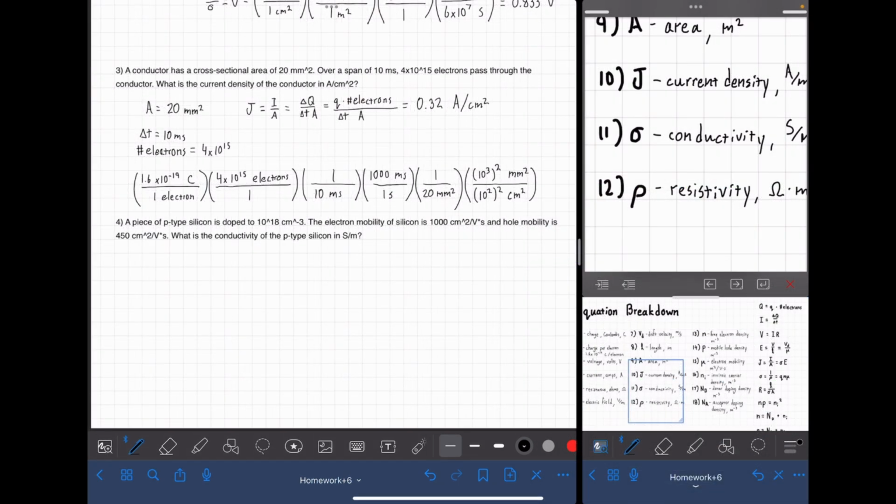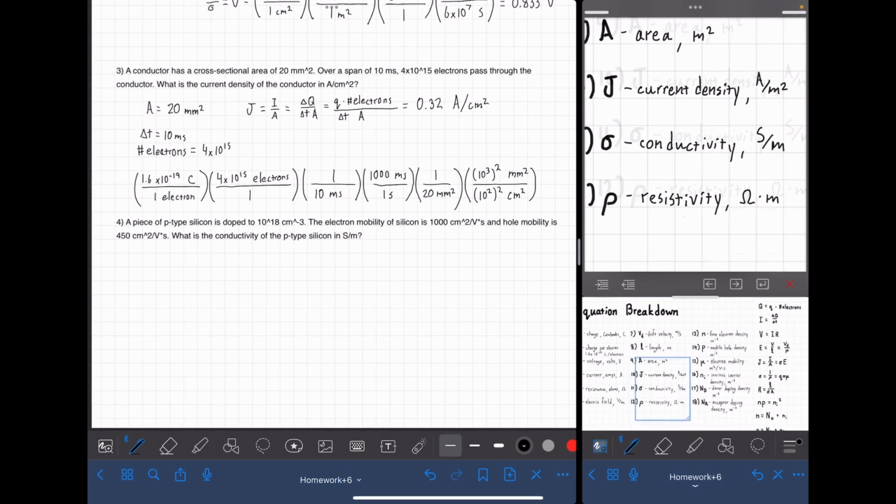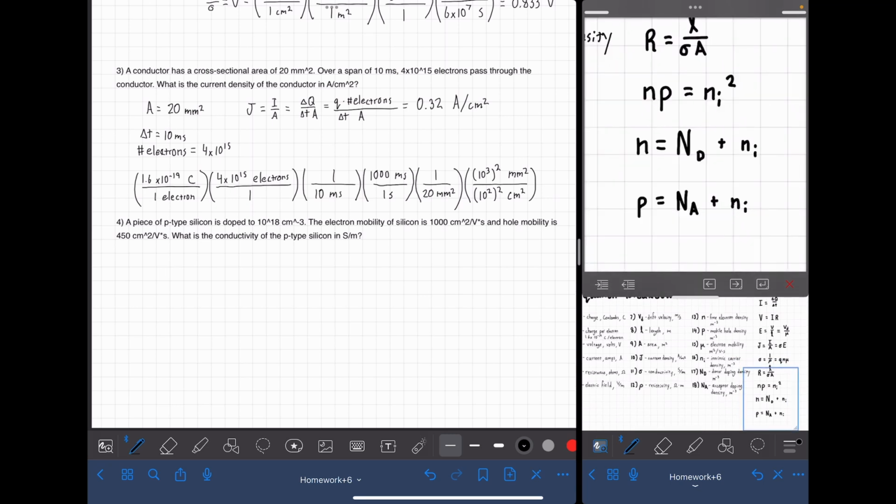Okay, in this final problem, we're given that a piece of p-type silicon is doped to 10 to the 18 doping atoms per centimeter cubed. So this is p-type, which means they are acceptor atoms. They're making a positive charge, P for positive. So this is Na, so Na equals 10 to the 18 per centimeter cubed.